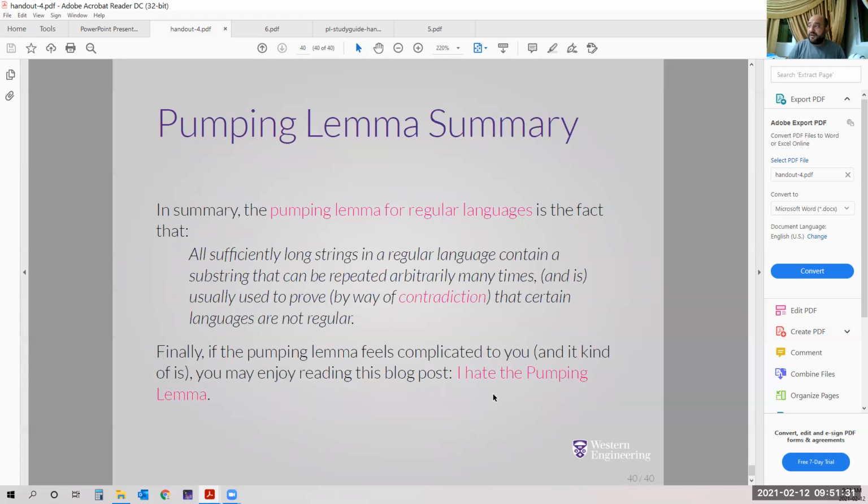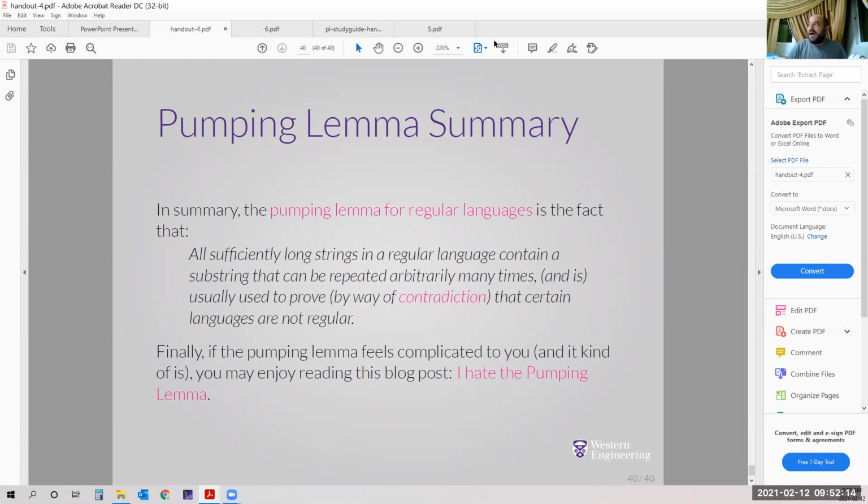In summary, the pumping lemma for regular languages says that all sufficiently long strings in a regular language contain a substring that can be repeated arbitrarily many times, and it is usually used to prove by way of contradiction that certain languages are not regular. Finally, if the pumping lemma feels complicated to you, and it kind of is, you may enjoy reading the blog post "I Hate the Pumping Lemma". There is a blog on the internet with that name, so you can enjoy reading it if you have time.